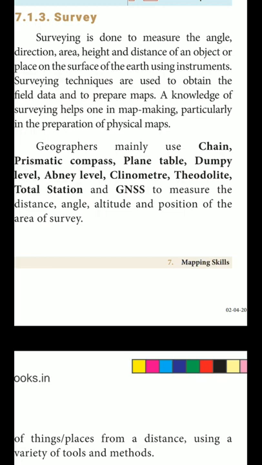What do you know about GNSS? That is the Global Navigation Satellite System. So, these are a few instruments used to measure. That is the surveying instruments.